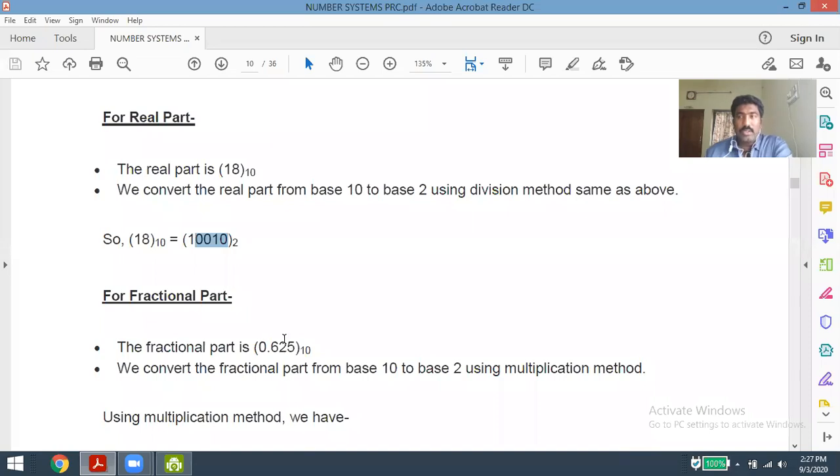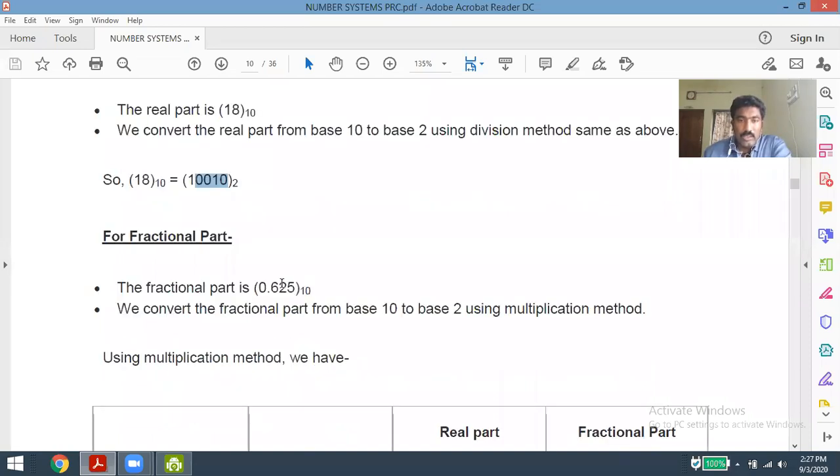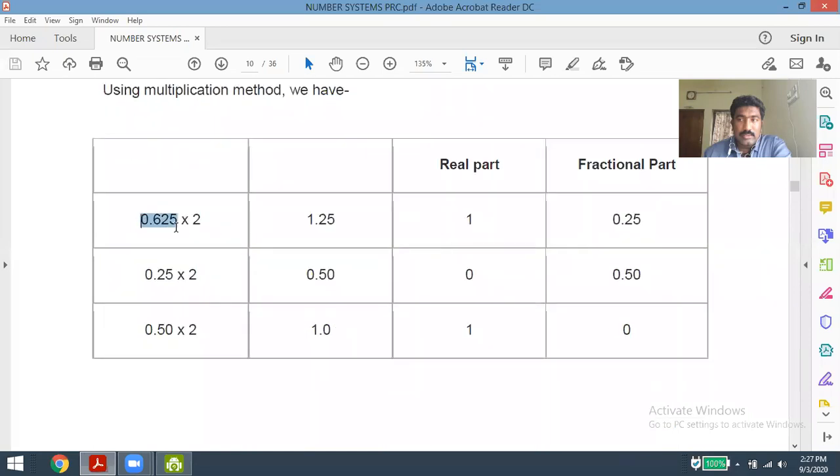Now go for this fractional part. What we want to do is multiply this value with the given base. In the previous example, 18 was divided and I got the binary value. Now I take this 0.625 and multiply with 2. I get 1.25. From this 1.25, separate the real part, that is 1, and the fractional part, that is 0.25.